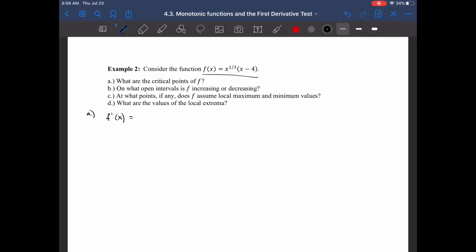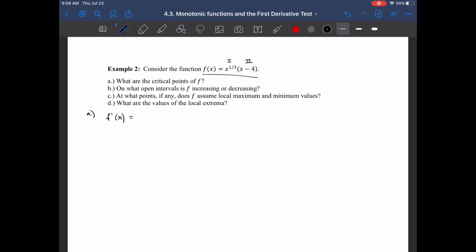Here we have 2 functions. x to the 1/3 is the first one. x minus 4 is the second one. So we can do a chain rule, a product rule to get this. If you really wanted, I guess you could distribute the x to the 1/3 through and do it just another way, but this is pretty quick.